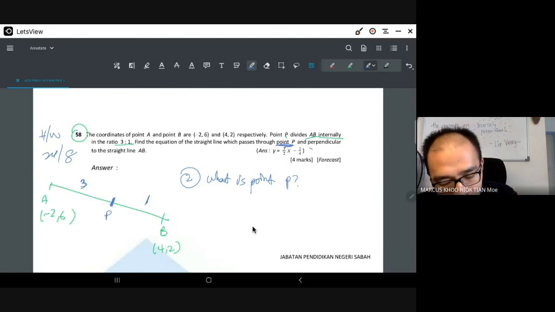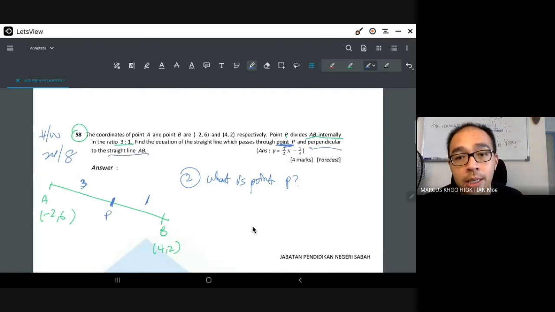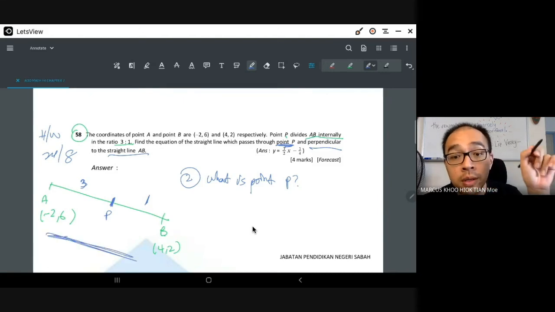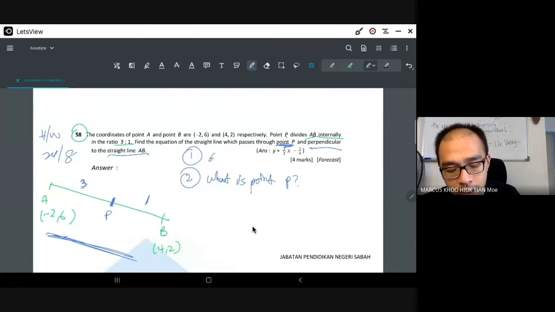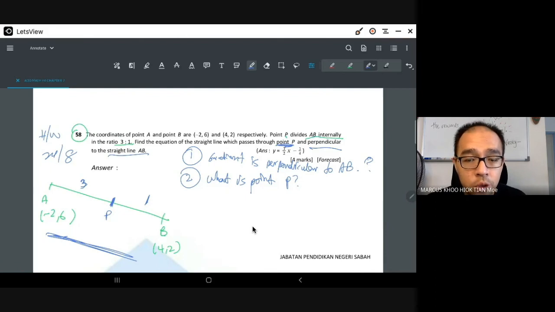Then they say perpendicular to straight line AB. That one is very easy. You find this gradient first, and then M1 equals -1 over M2. So that is a very important point. What is the gradient? The gradient is perpendicular to AB. I just want to guide you by reminding you about the formula that we learned last week for this question.